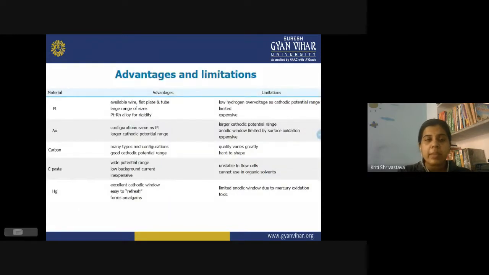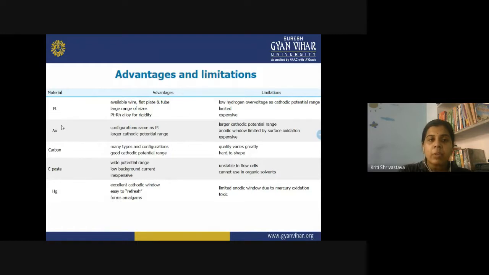In this table, you can compare the advantages and limitations of different types of materials when they are used as an electrode. Let us look at platinum. It is available as a wire, flat plate, and tube, and in a large range of sizes. The platinum-rhodium alloy is known for its rigidity, and these are the advantages. But when you see the limitations, it has low hydrogen overvoltage, so the cathodic potential range is limited. And the second thing is it is very expensive.